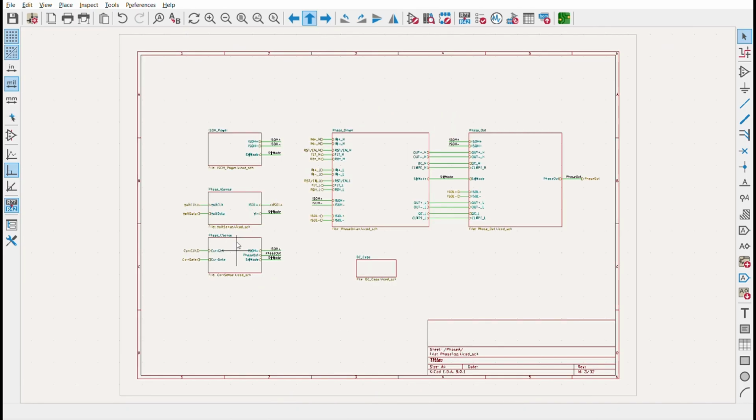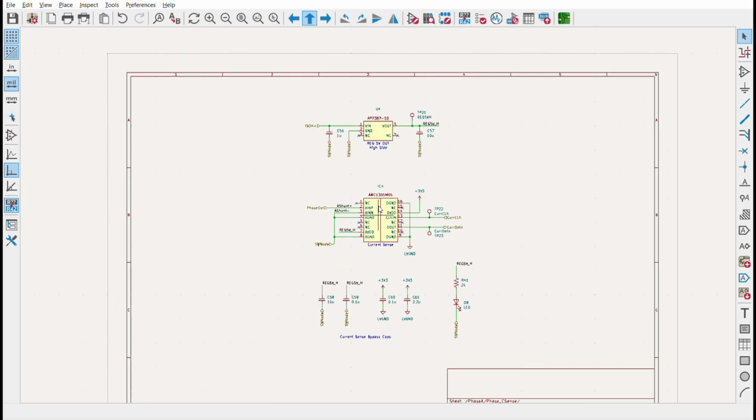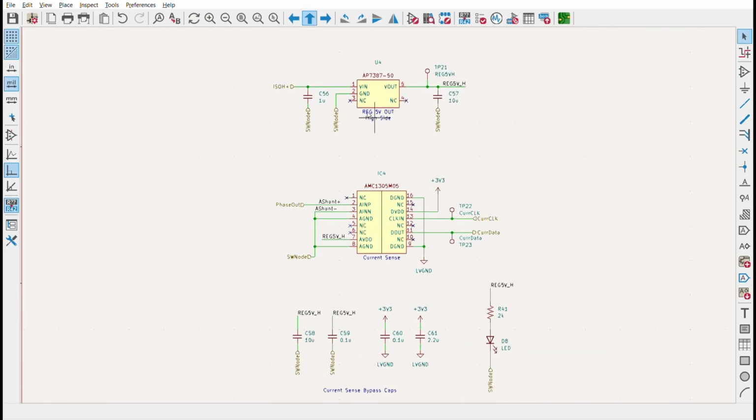And I have my current sense ADC, which is very similar to volt sense. I also have an LDO. The voltage is referenced to the switch node. So this is the effective ground voltage. And it takes in the voltage across my shunt resistor and also takes in a 20 megahertz clock and outputs the data signal.